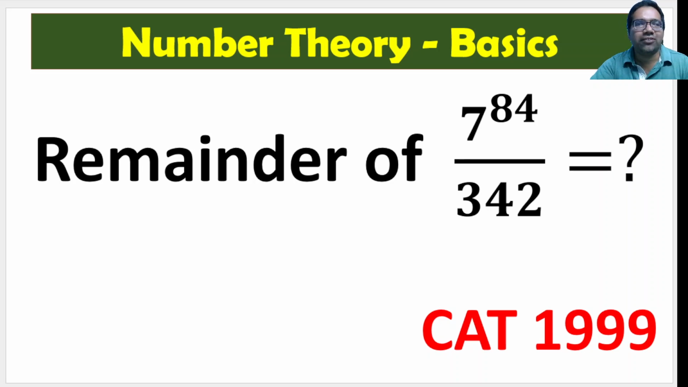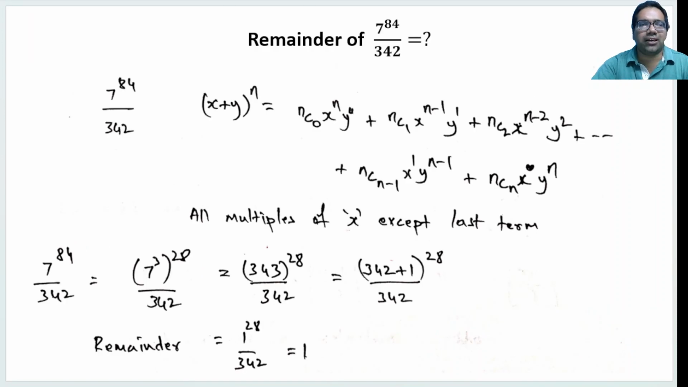Hi friends, here we have to find the remainder of 7 power 84 divided by 342. These kinds of problems are very easy. There is a simple trick. Let us understand this. We know our binomial expansion.